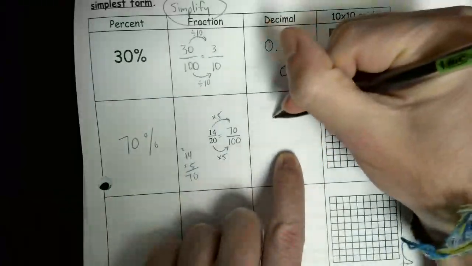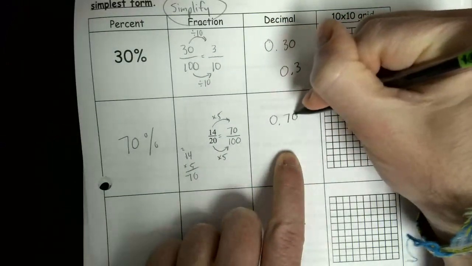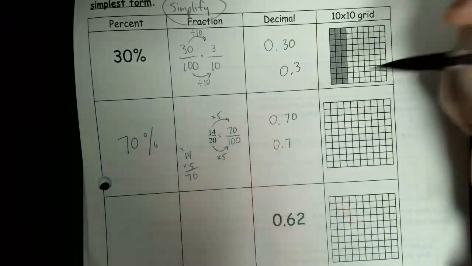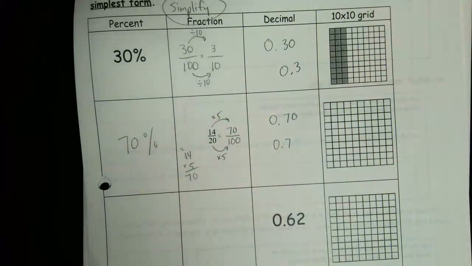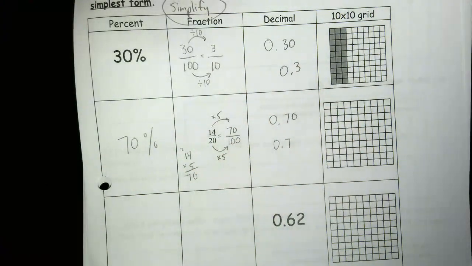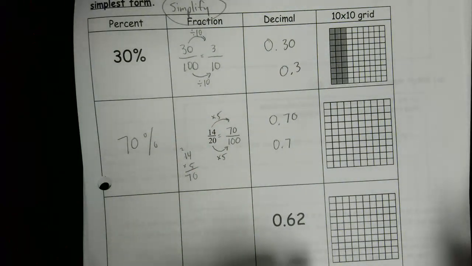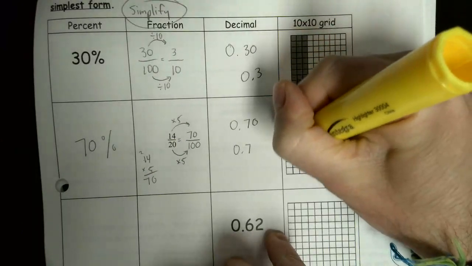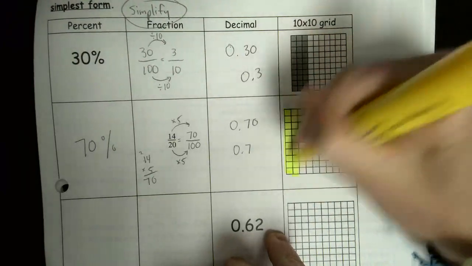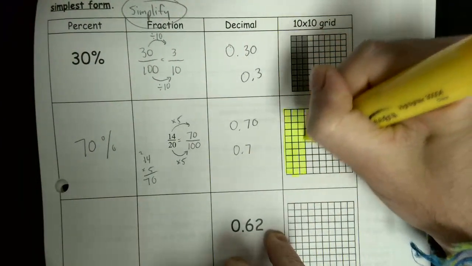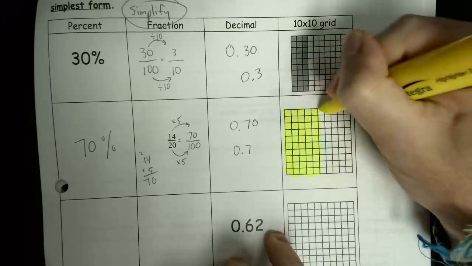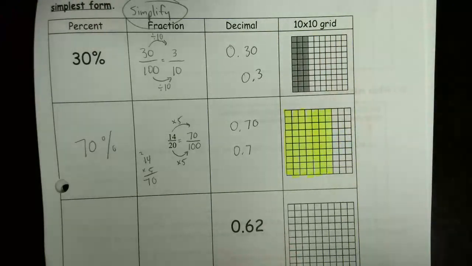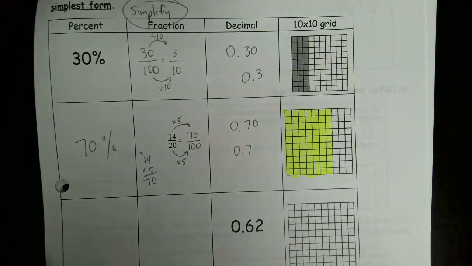As a decimal, you'd be writing 70 hundredths. Same thing, it would be 7 tenths. You don't have to have both, you just have one. And then for the model, you'd be shading in. You can use a highlighter, of course. On the test, you'll also be able to use a highlighter. 70, so that's 7 columns of 10, 7 tens. And there it is, 7 tens. Nice vibrant yellow. All right.